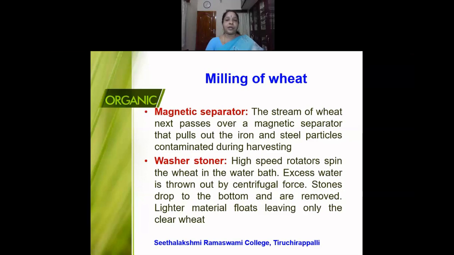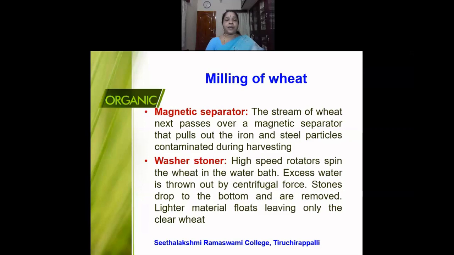The washer stoner is rotating, and therefore, because of the centrifugal force, what happens? The heavier particles go to the bottom and the lighter particles come to the top, and all the stones that are present will go to the bottom. This method we also employ in our homes for removing the stones from the rice.